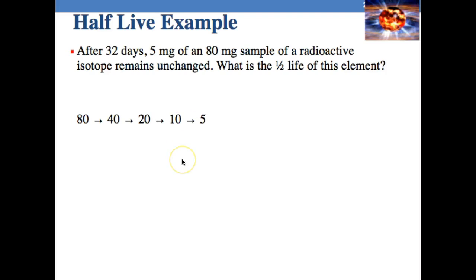So if you take 32 and you divide it by 4, that tells you that the value of the half-life is 8 days. So 8, 16, 24, 32 will add up to the total amount of time. The value of the half-life remains 8 because the half-life value doesn't change.